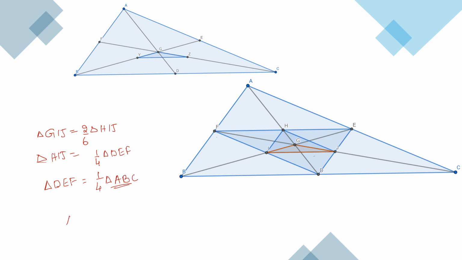Now the area of triangle GIJ or GYZ, right, is equal to 1/3 of triangle HIJ, which is 1/4 of triangle DEF, which is 1/4 of ABC. That means the area of triangle ABC divided by 48. Given the area is 480, 480 by 48, so 10. That is the area of our triangle GYZ. Simple, right?